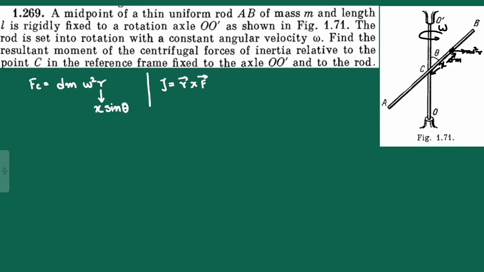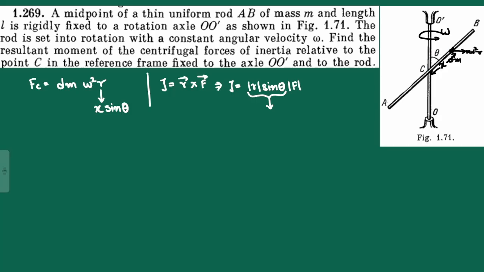What is the value of r cross f? This force will try to rotate this rod in this direction, isn't it? So torque is nothing but centrifugal force into r sin theta, and r sin theta is nothing but x cos theta. That means this much distance is r sin theta. So torque is magnitude of r into magnitude of f into sin theta. Now if I take f out here and this sin theta out here, this entire r sin theta is nothing but this much distance, and f is nothing but this one.